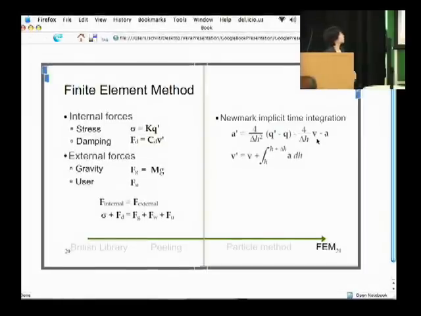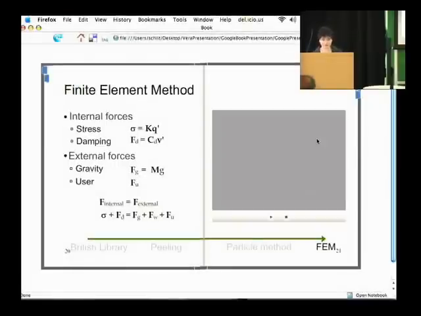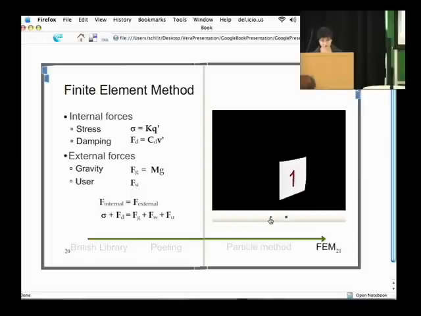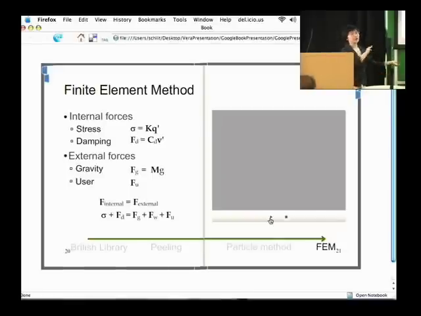And so basically, using, again, the physics law, internal force equals external force. And by doing this, we can find the acceleration using the Newmark implicit time integration. And so this is how it looks. This one looks more realistic than the particle method.